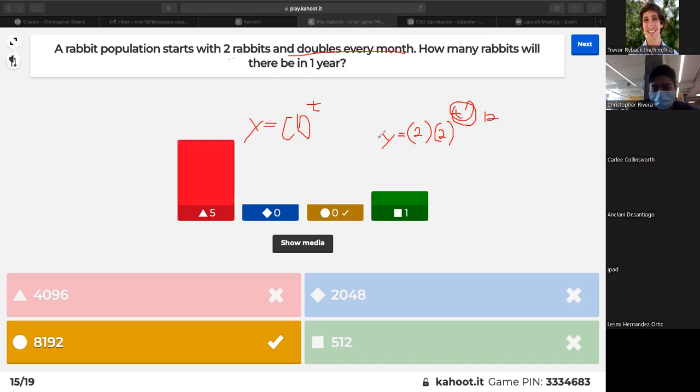Good job, guys. So we would essentially do 2 to the power of 12 times 2, and that would give us 8,192. Does anyone have any questions on that one?